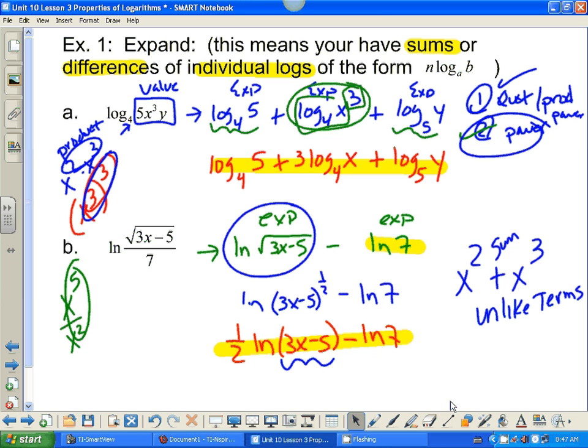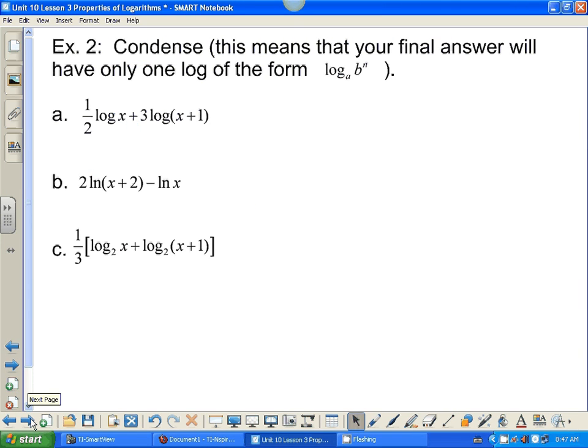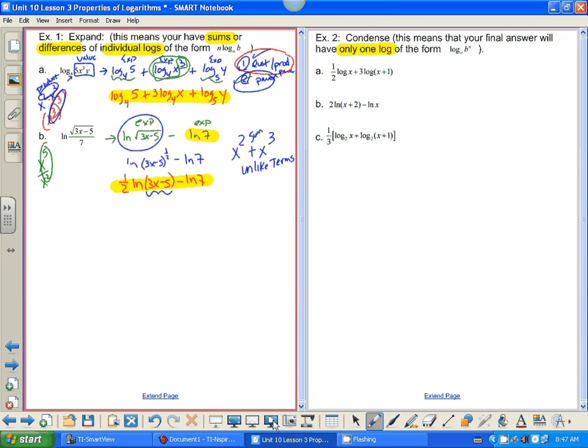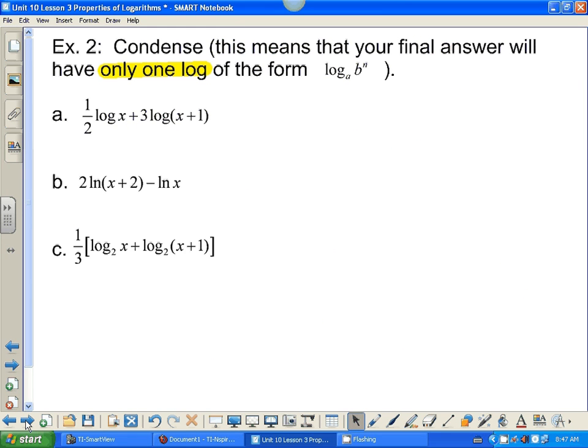That's my final answer. And for our last slide today, we're going to condense. This means we're going to go in the opposite direction. I'm going to give you something complicated, and I want you to write an answer that only has one log in the final answer. On the previous, when we expanded, I did the quotients and products first, and then I did the powers. So I'm hoping that it's pretty logical that when we condense, I do it in the opposite form. I take care of all of the power to a power first, and then I take care of any quotients or products.